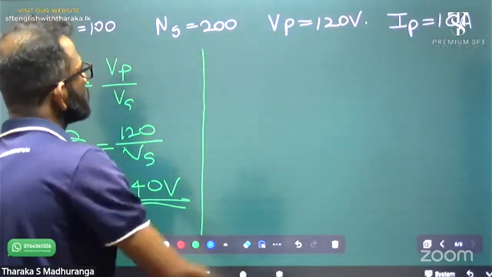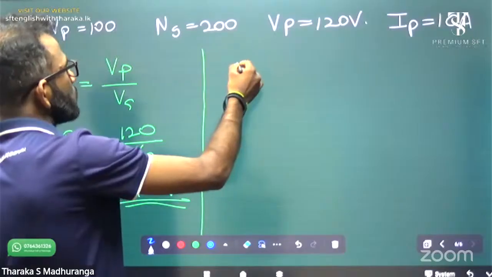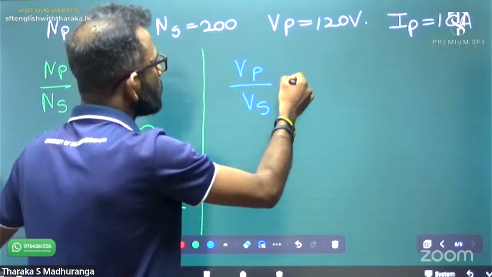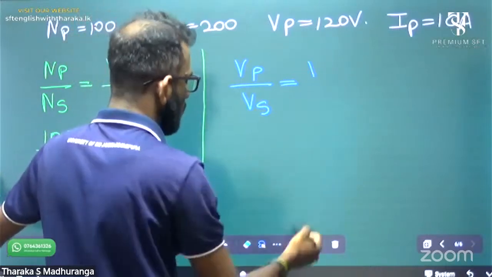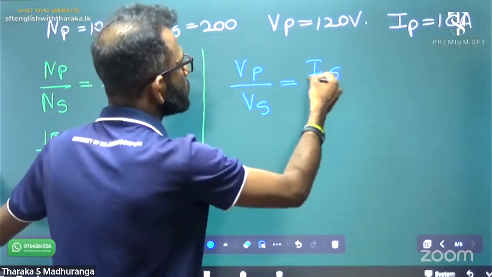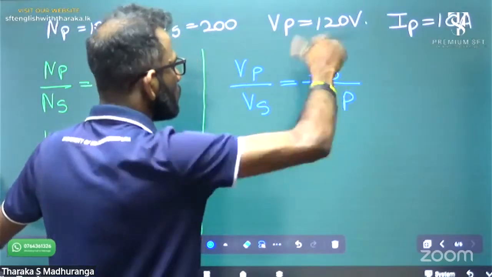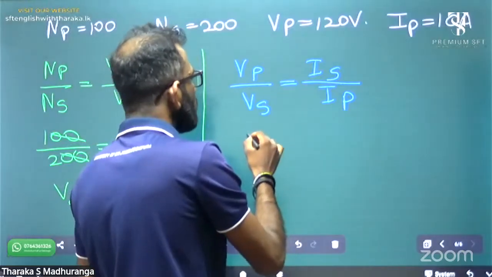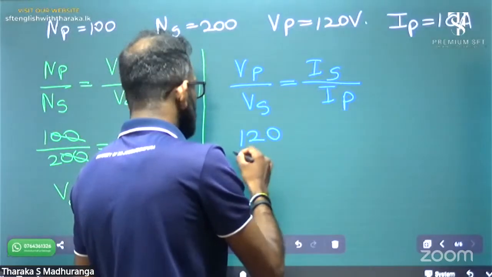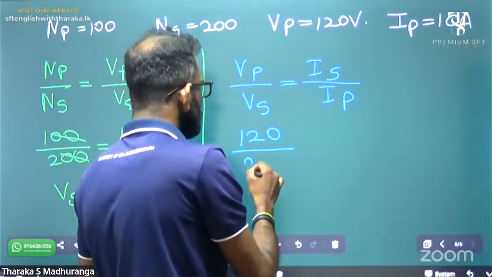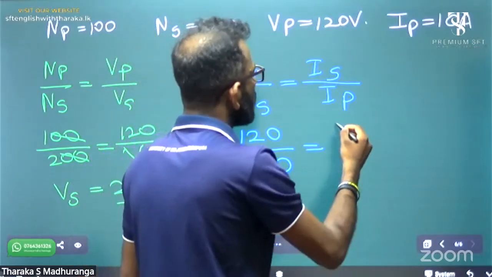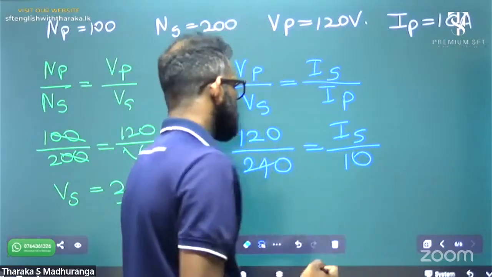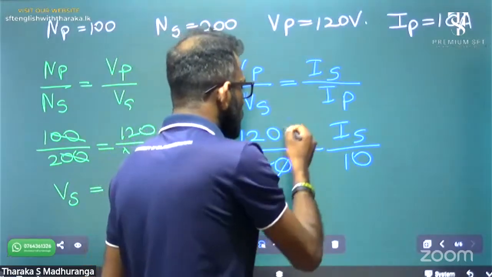Okay, what is the method? VP over Vs equal current opposite, equal IS over IP. Direction changing only for current. VP equal 120, Vs equal 240, IS we don't know, IP given 10 ampere. Okay, zero to zero cancel.